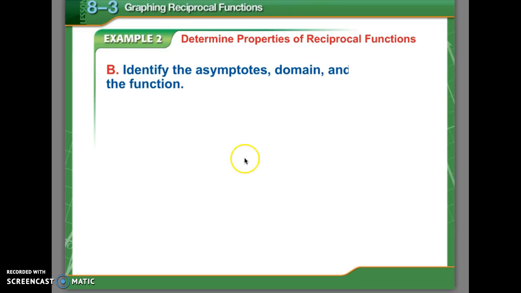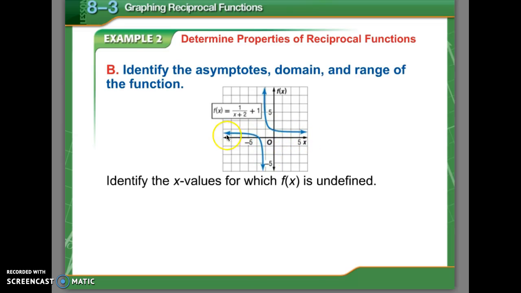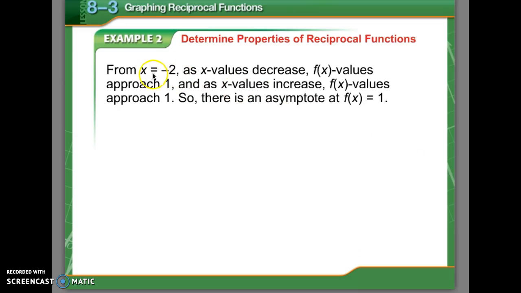And then we look at our horizontal asymptote, and we can see right here there's going to be a horizontal asymptote. There's some value in here. And they just say from x equals negative 2, as the x values decrease, the function values approach 1. How do you know that? Where did they come up with that? Let me show you how they did that. So they have y equals, this was our original equation from the previous slide, 1 over x plus 2 plus 1.